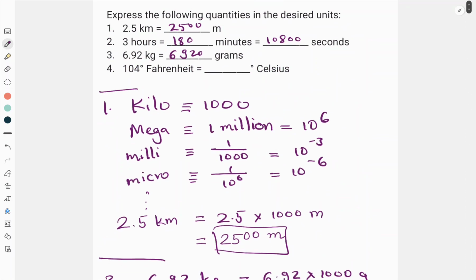So let's write this down. This is 40 degrees Celsius, and okay, that's it.